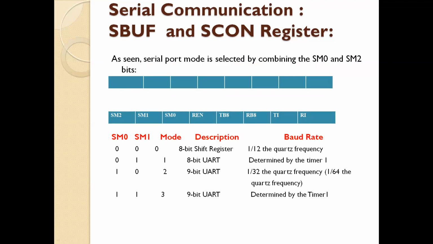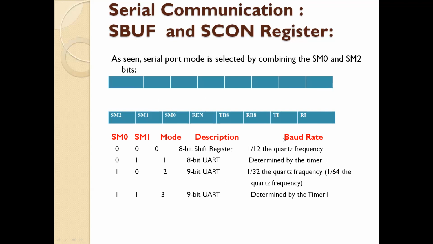Now, what are the different modes of operation? There are 4 modes: mode 0, mode 1, mode 2, mode 3. In each mode, the data which we are sending is always 8 bits. But in two modes, there is one extra bit meant for error checking, like parity checking, sent along with the 8-bit data. So in mode 0 and mode 1, only 8 bits, and in mode 2 and mode 3, 9 bits. Our SBUF register is only 8 bits, so where do we accommodate that 9th bit? That we will see in detail.